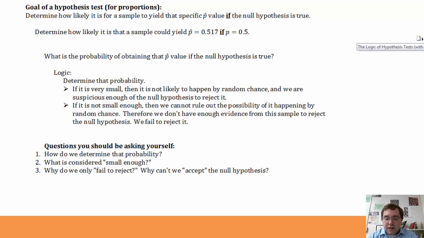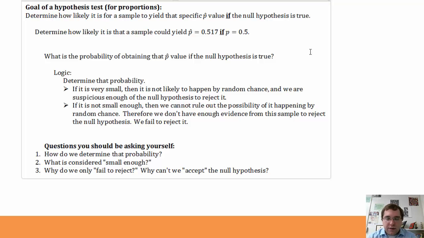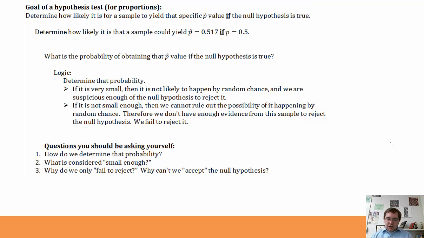Therefore, we don't have enough evidence from this sample to reject the null hypothesis, and we fail to reject that original null hypothesis. So that's the logic. Figure out that probability, and then decide whether it's too big or small enough to have happened by random chance. So questions you should be asking yourself after I've explained that logic. Number one, how do we determine that probability? Number two, what's considered small enough? And number three, why do we only fail to reject the null hypothesis? Why can't we accept the null hypothesis?